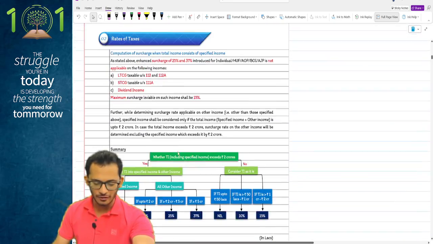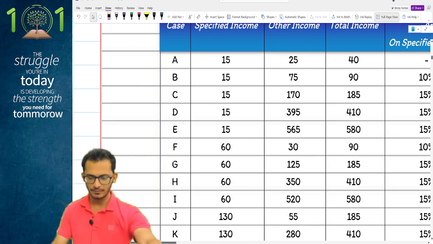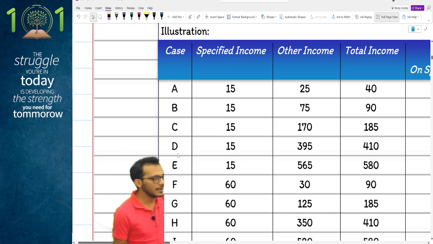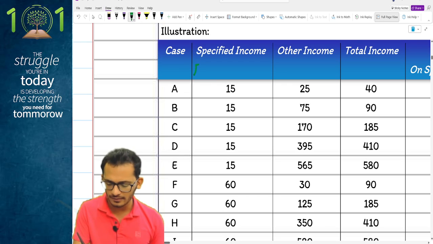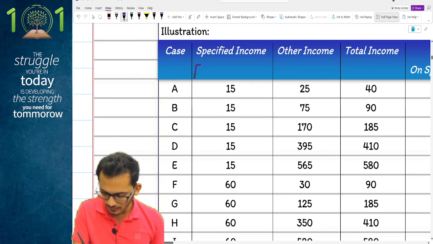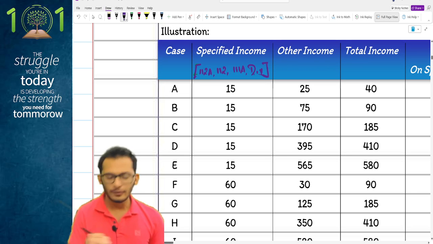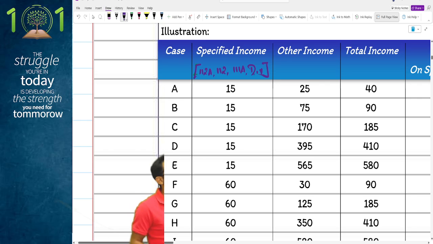I'll give you scenarios. You are going to tell me the surcharge rate. The heading is on the top, people. Understand, I am giving you cases. The left side is specified income. Specified income means 112A, 112, 111A, dividend income. So this is my specified income, that is my other income, and the total is given on the right side.